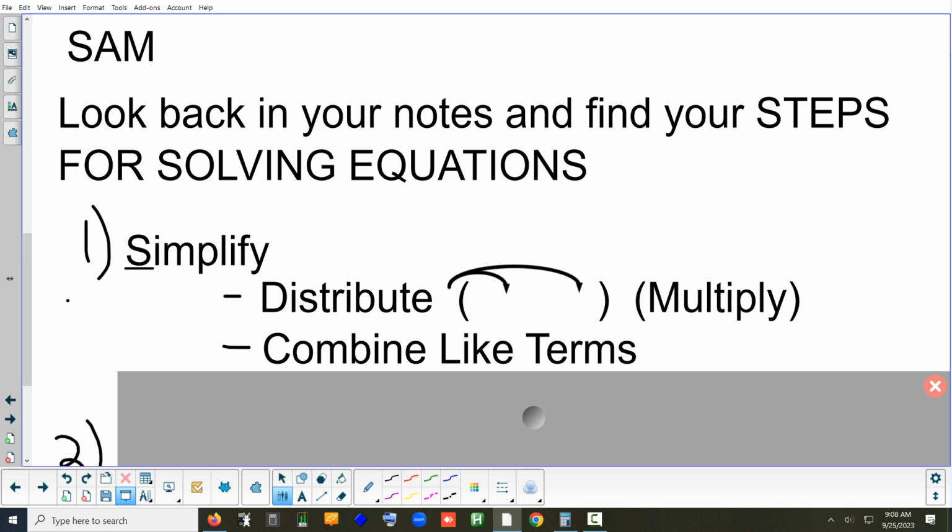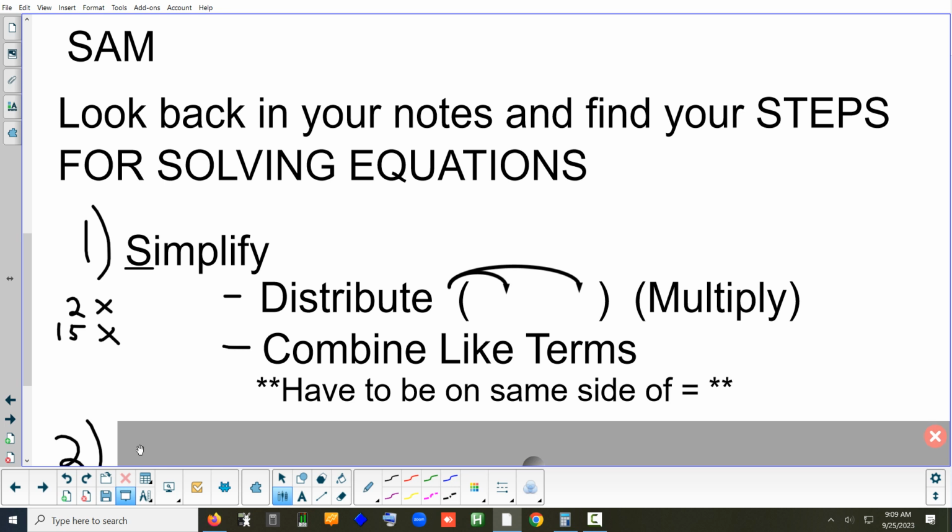If I said 2x, what would be something that would be a like term with that? Yep, 15x. What would be something that's not a like term? 4y. Okay. Or 5x squared. Those are different. So combined like terms have to have the same letter, and they also have to have the same power. So 2x and 2x squared, those aren't like terms.